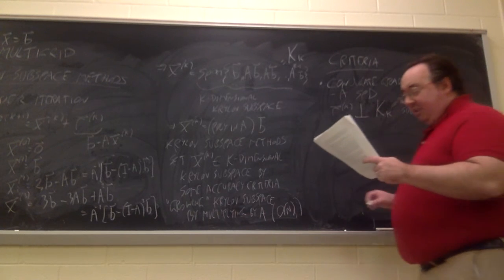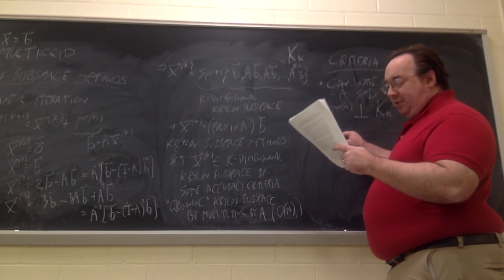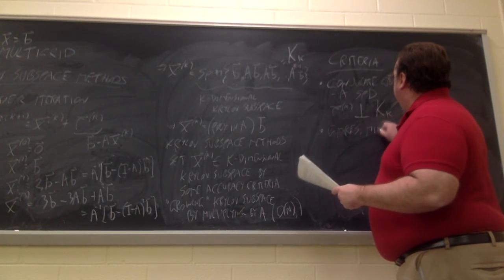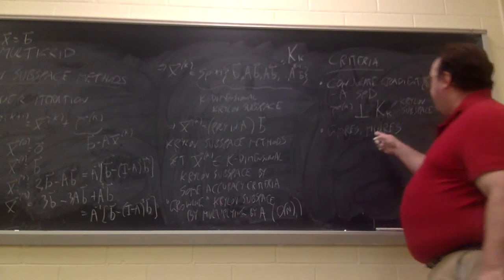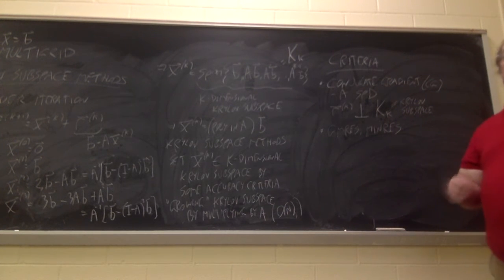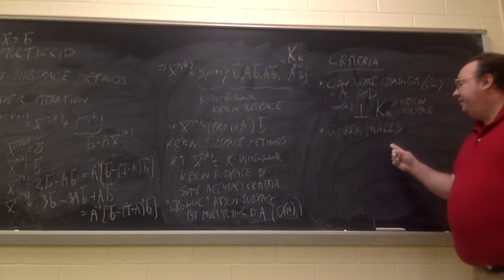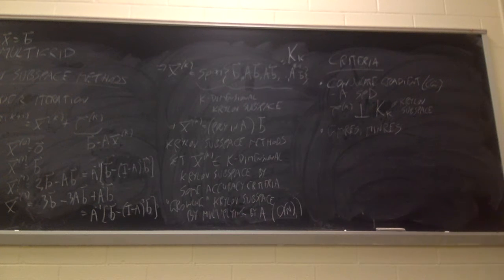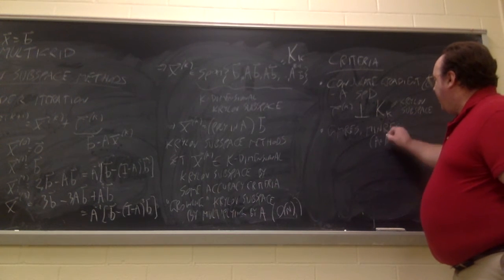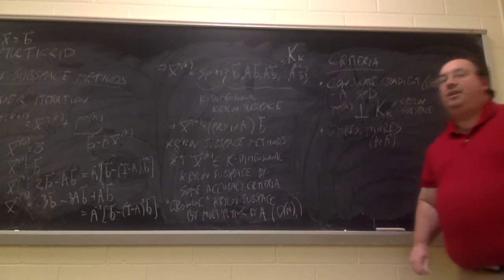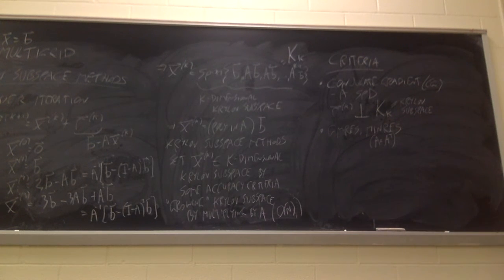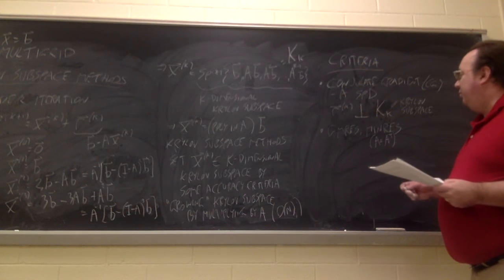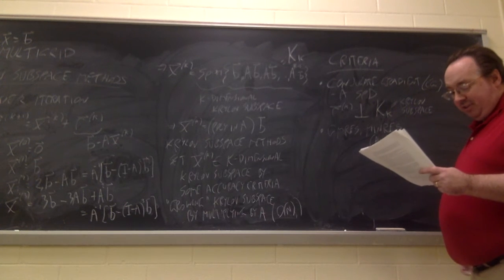So that's one method. Another method, or two methods that go together, GMRES and MINRES. MINRES is short for minimum residual method, and GMRES is generalized minimum residual method. MINRES requires A to be symmetric, whereas GMRES does not. But really, MINRES you can think of as a special case of GMRES.